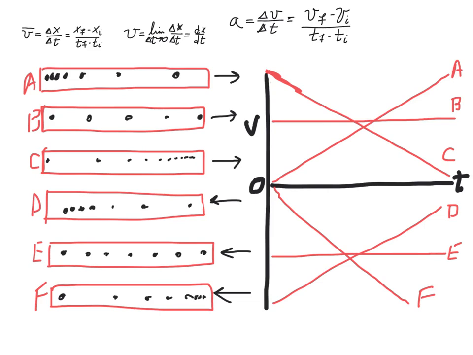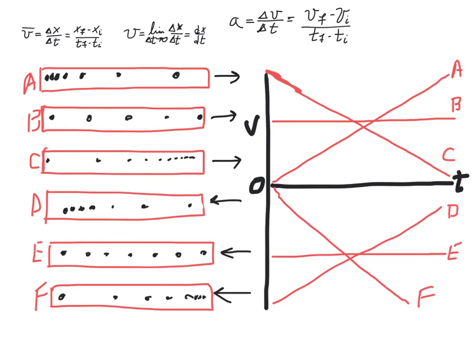So for velocity time graphs, the acceleration is the slope. So the first 3 all are positive velocities. They all lie above the 0 line. And so all those 3 will be moving in a positive direction because the velocities are positive.